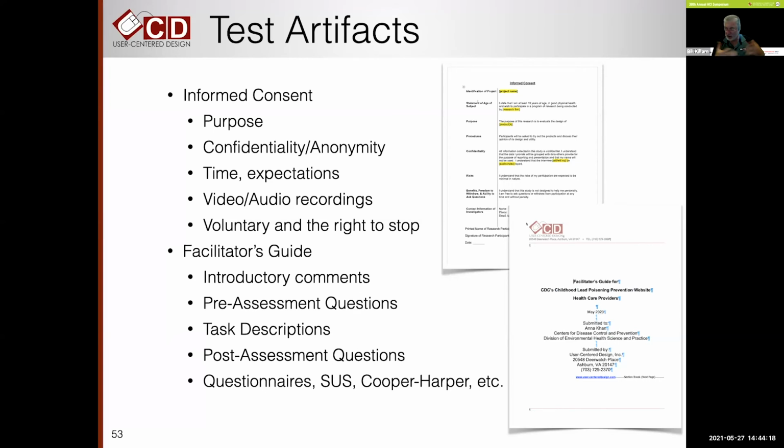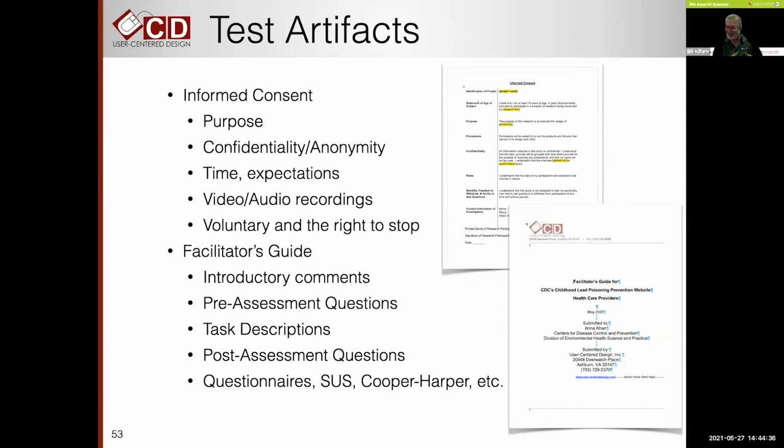And then if you want to collect some opinion data, which we almost always want to because they're there and it's a nice way to wrap up, whatever questionnaire you're going to use, the SUS, the Cooper Harbor, the SUMI, the quiz. Why document all this stuff? Well, you want to make sure you cover everything.